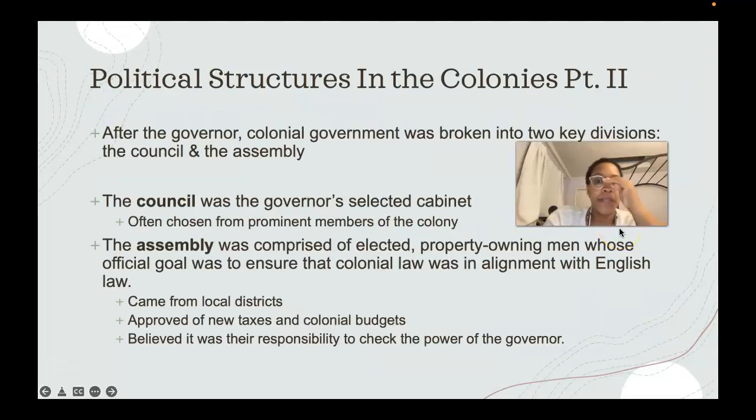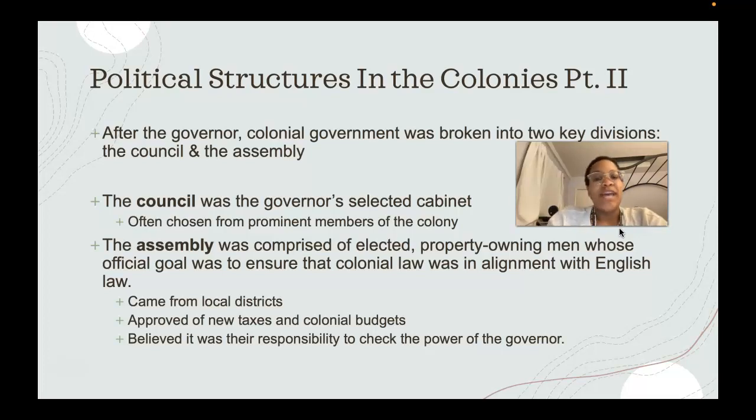After the governor, colonial government was broken down into two key divisions, the council and the assembly. The council was the governor's selected cabinet, often chosen from prominent members of the colony, where the assembly was comprised of elected property-owning men whose official goal was to ensure that colonial law was in alignment with English law. The people of the assembly often came from local districts.